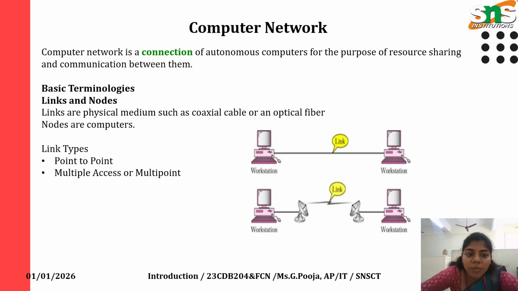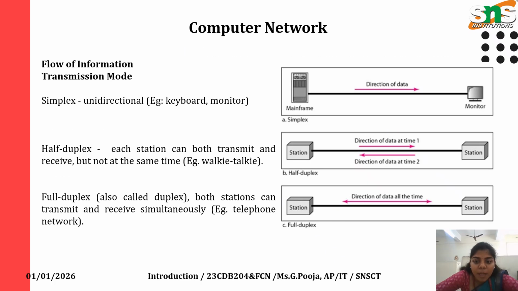And there are two types of links. One is point to point and the other is multi-point. Point to point is nothing but a direct connection between the workstations, and in multi-point access, in between the workstations, the link will be connected to somewhere else. So this is how the flow of information occurs.